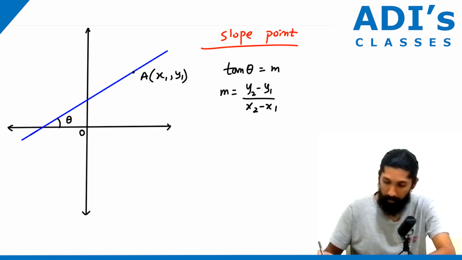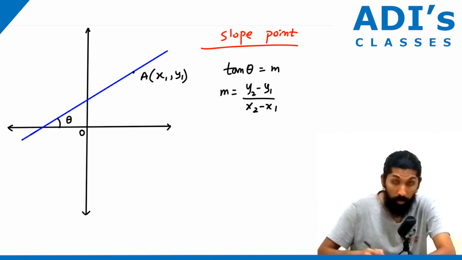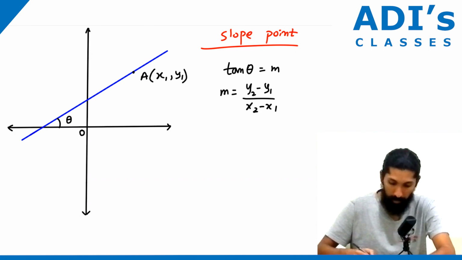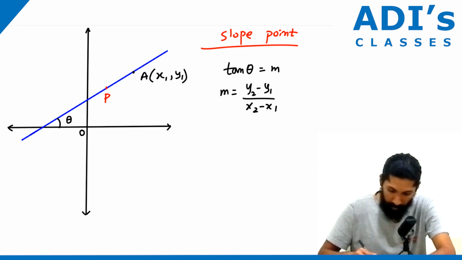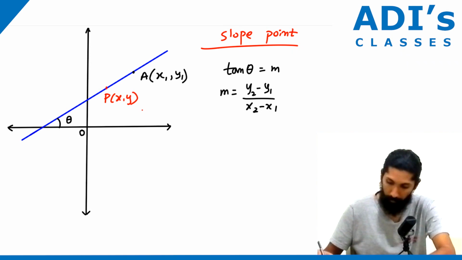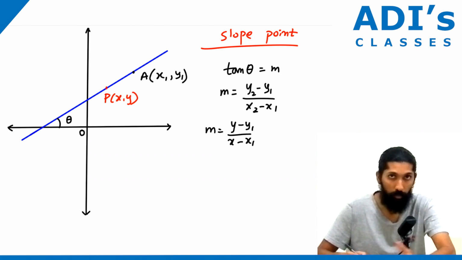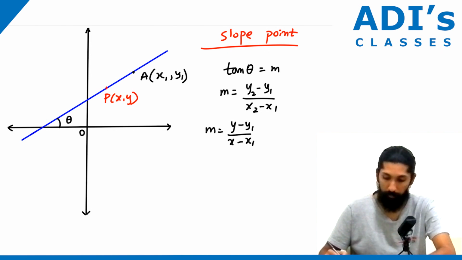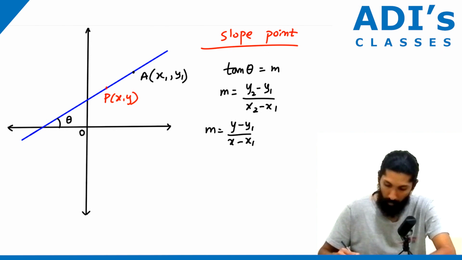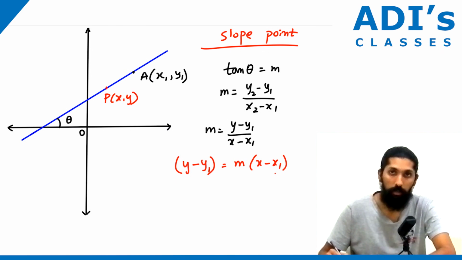Now what we'll do, we'll take another point here on the line, some random point. Let's say the random point is P, which is x comma y. Now you can write m is equal to y minus y1 divided by x minus x1, correct? Slope formula. Cross multiply, what do you get? y minus y1 is equal to m into x minus x1, correct?